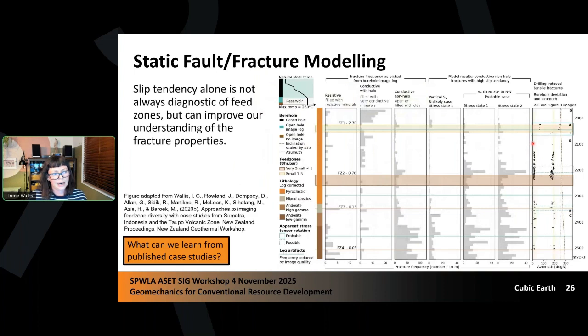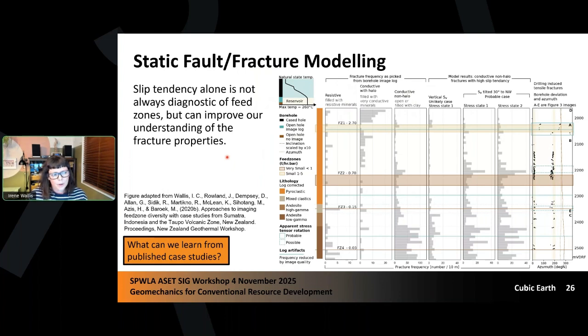I'm finding slip tendency alone is not always diagnostic of what our feed zones are. Our feed zones are places where fluid is flowing into or out of the well, noting that many geothermal wells are barefoot completions, where you just drill your production section and then you set a pre-perforated liner in the well and then you test it. So there's no way to determine where your flow zones are going to be. There's no cemented liner with perfs, it's just a pre-perforated liner.